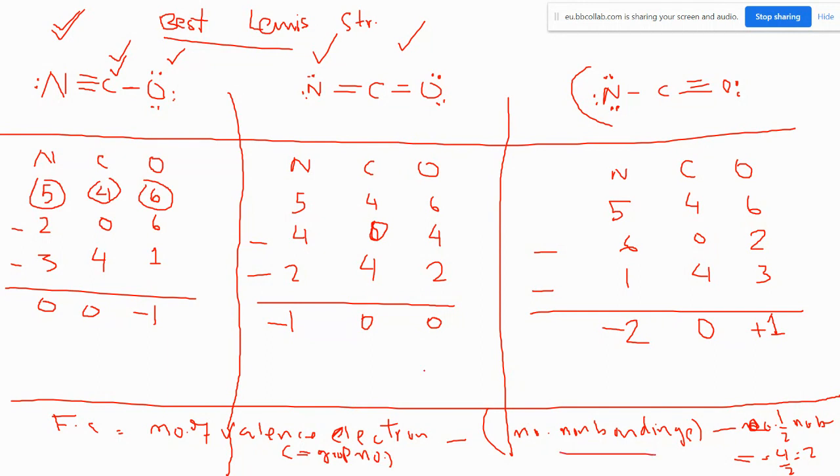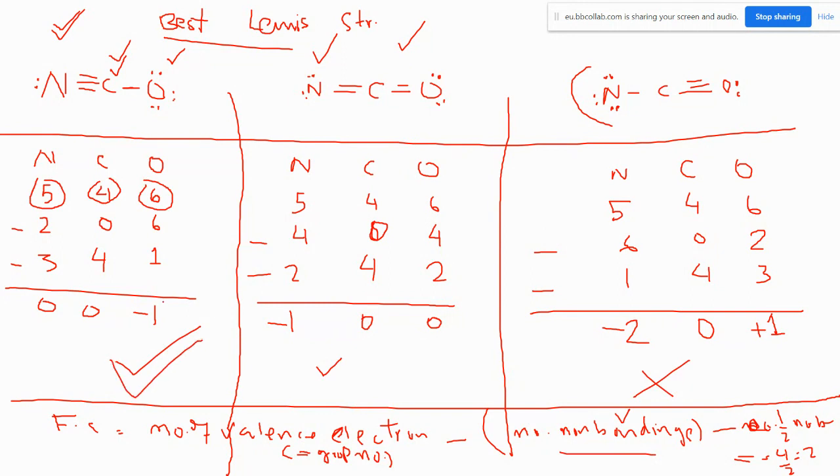The number of non-bonding electrons means the ones you see as dots. How many dots are there? These are the number of non-bonding electrons. Yes, clear? Now, which one is the best structure? This is the best structure. This is not the best. This is the worst structure we have. And this structure and this structure are okay, but this is more okay.